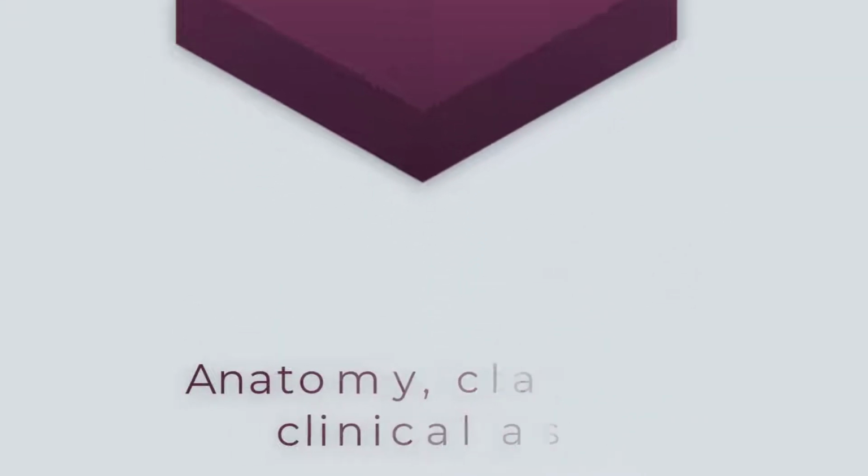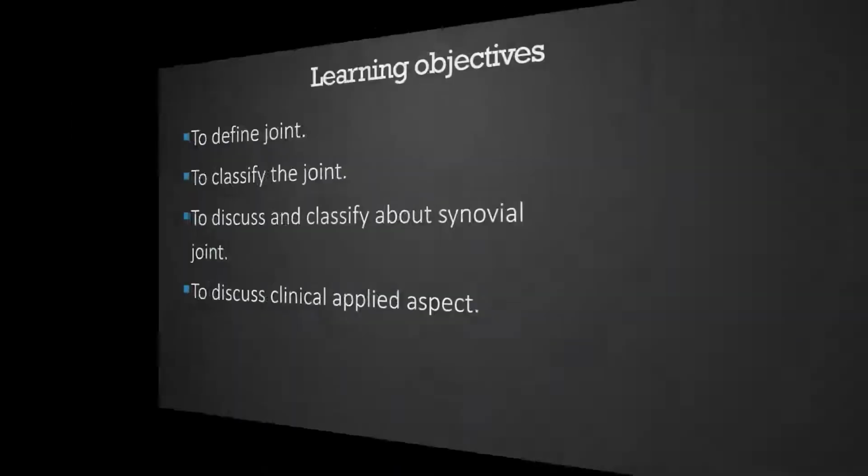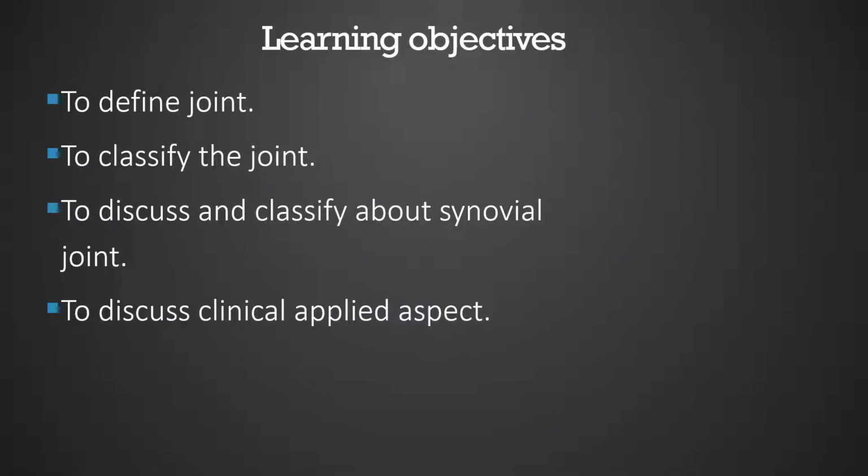So in today's video we'll be talking about the joints present in the human body, its anatomy, and by the completion of the video you will be able to define joint, its classification, and talk briefly about the synovial joints and also talk about the clinical aspects related to the joint. So without further ado, let's jump right into the topic.